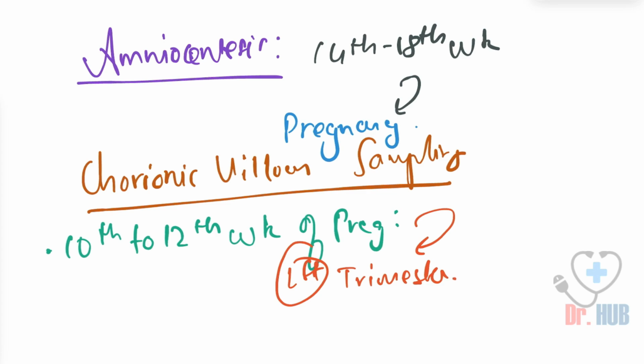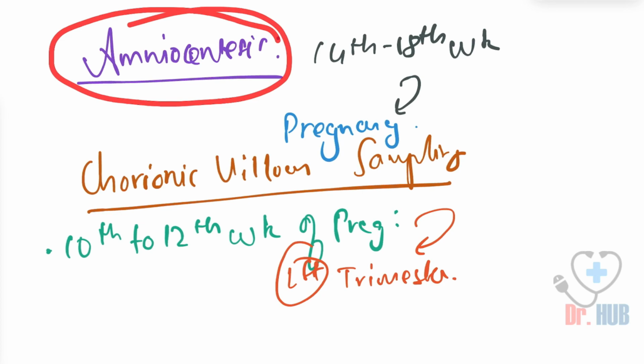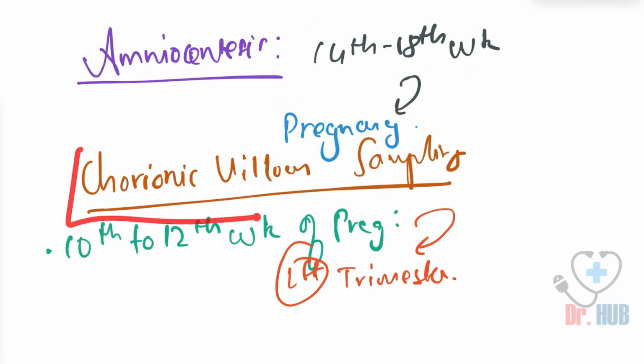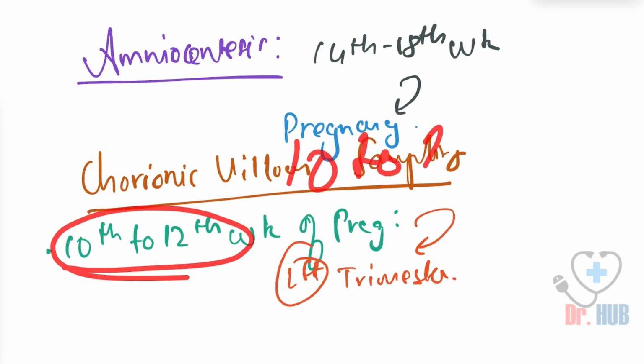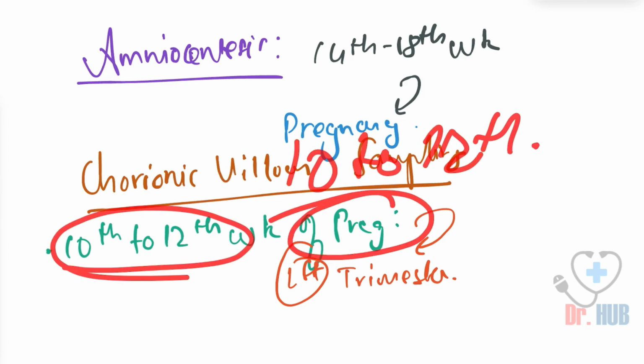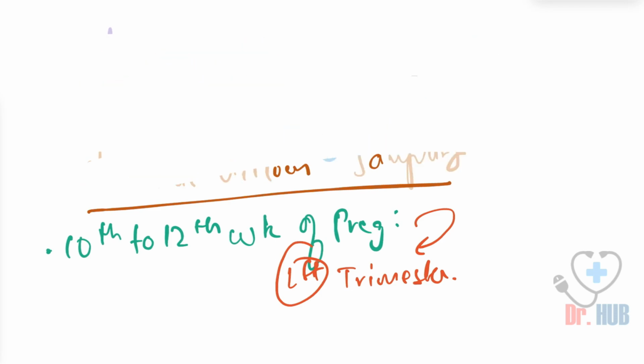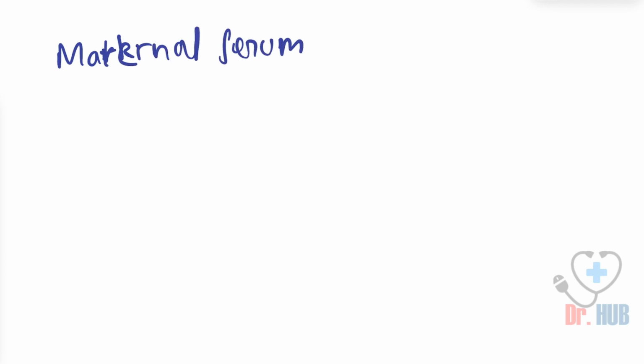To recap, amniocentesis takes place in the 14th to 18th week of the pregnancy. Chorionic villus sampling takes place in the 10th to 12th week of the pregnancy, and gives the diagnosis in the first trimester. Now we'll look at the question we asked initially: comment on the maternal serum markers.